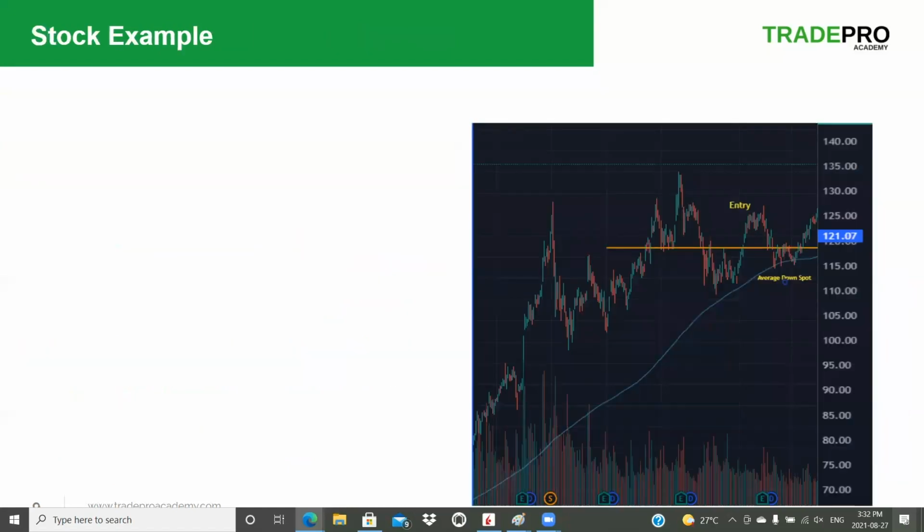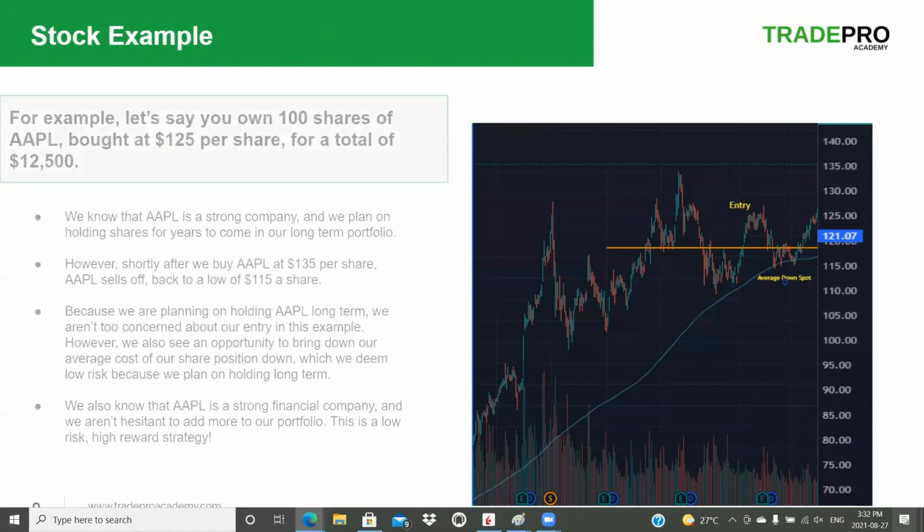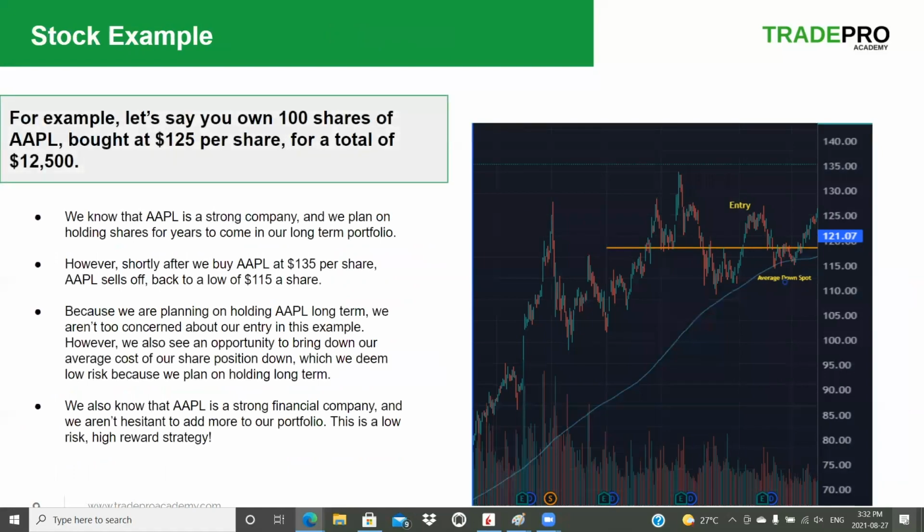So here is an example with stocks. Let's say you own 100 shares of Apple and you bought at $125 per share for a total of $12,500. This is in your long-term portfolio. You have 100 shares of Apple and you plan on holding forever.